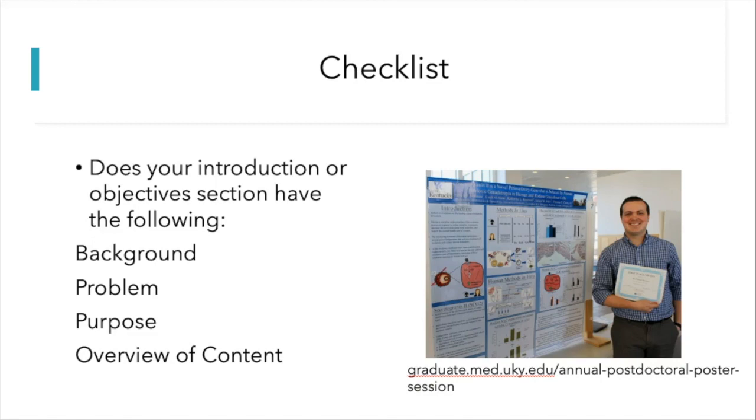Does your introduction or objective section have the following? Background on your topic will be a big thing, just general information about your topic. And then, why is this a problem? The problem, again, is the so what question: why should your viewers that pass your poster care about this topic? The purpose, so what was the purpose, your thesis statement, your main objectives, and sharing your research findings. And then the overview of context.